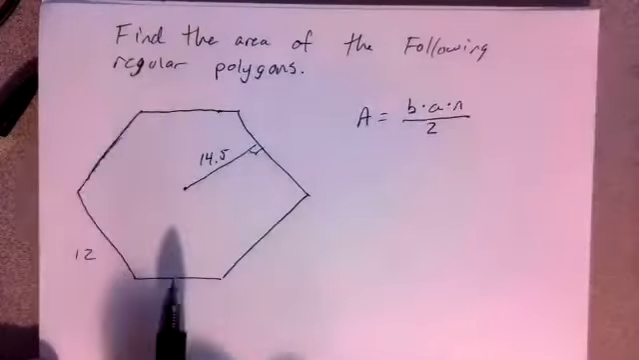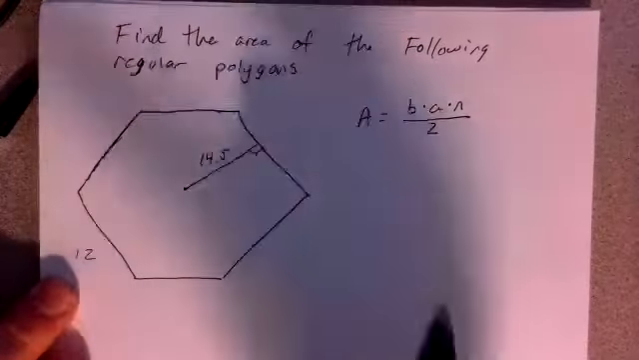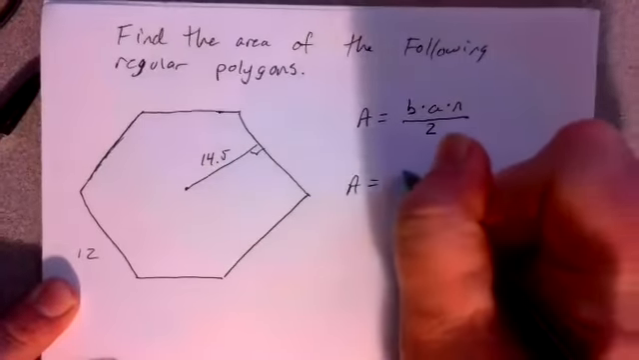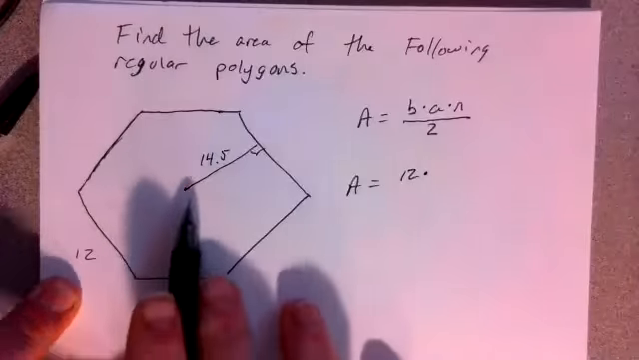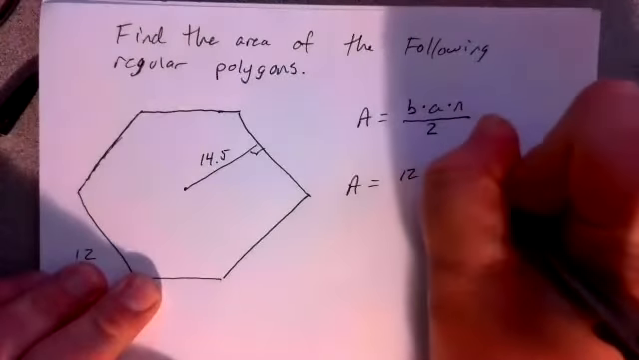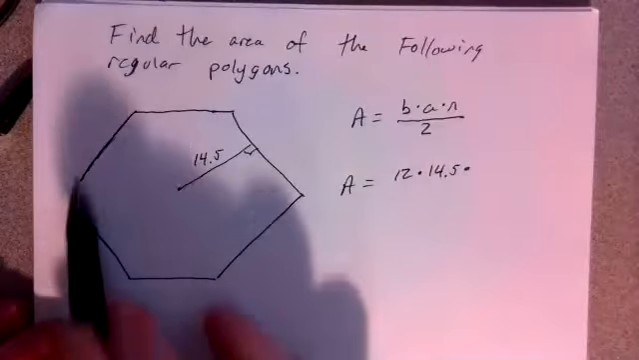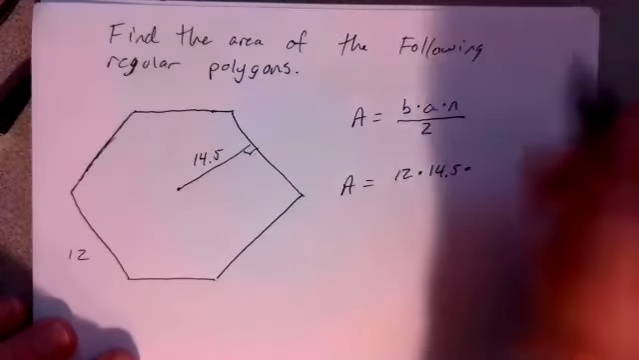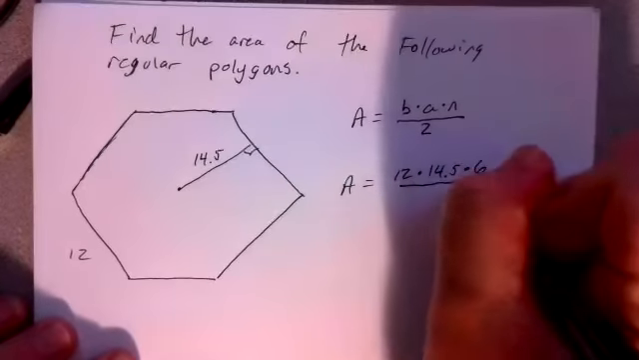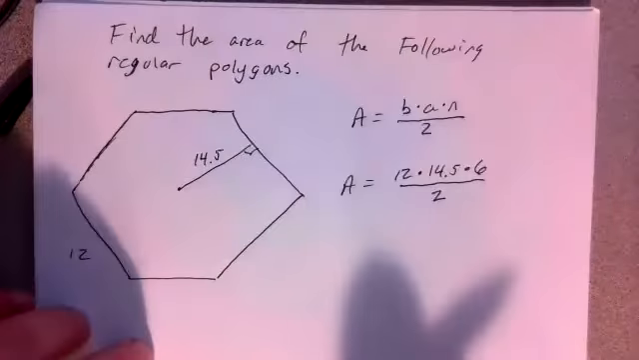All right, so our base here is 12, so we can say the area is going to be 12 times the apothem. We have 14.5 times the number of sides. How many sides do we have? 6 sides. 6 sides all divided by 2.